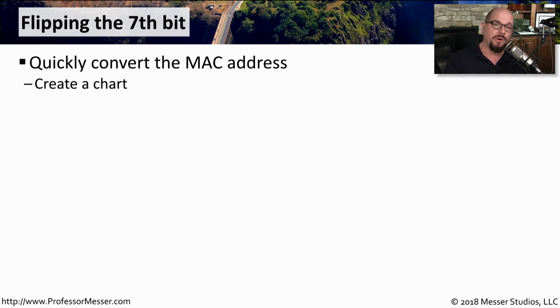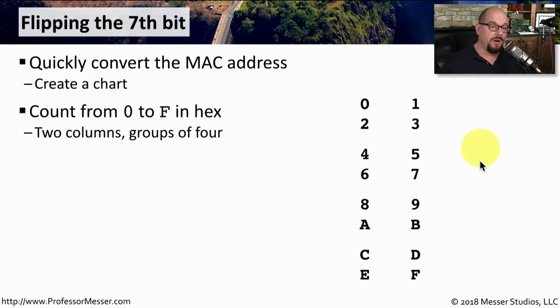In our previous example of converting the MAC address from a universal address to a locally assigned address, we converted the MAC address from hexadecimal to binary and then converted it back to hexadecimal again. But there is a shortcut that you can use to make this process much simpler without performing any of that conversion. To do this, we'll create a chart, and we'll start at 0 and count all the way up to F in hexadecimal, and we'll put them in these groups of 4: 0, 1, 2, 3, 4, 5, 6, 7, 8, 9, A, B, and C, D, E, F.